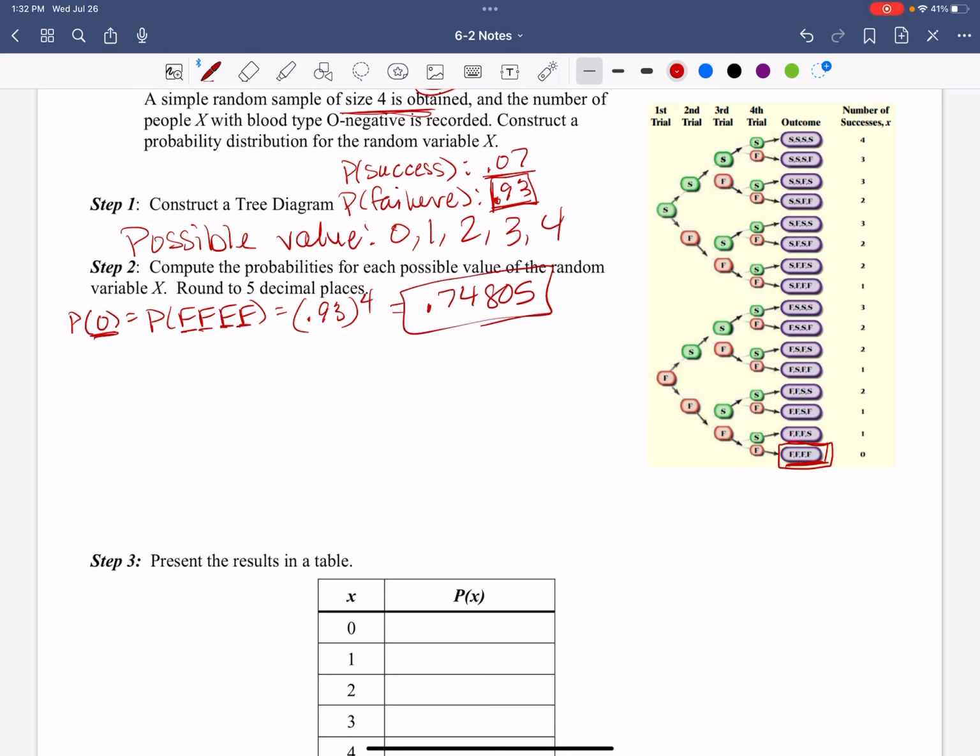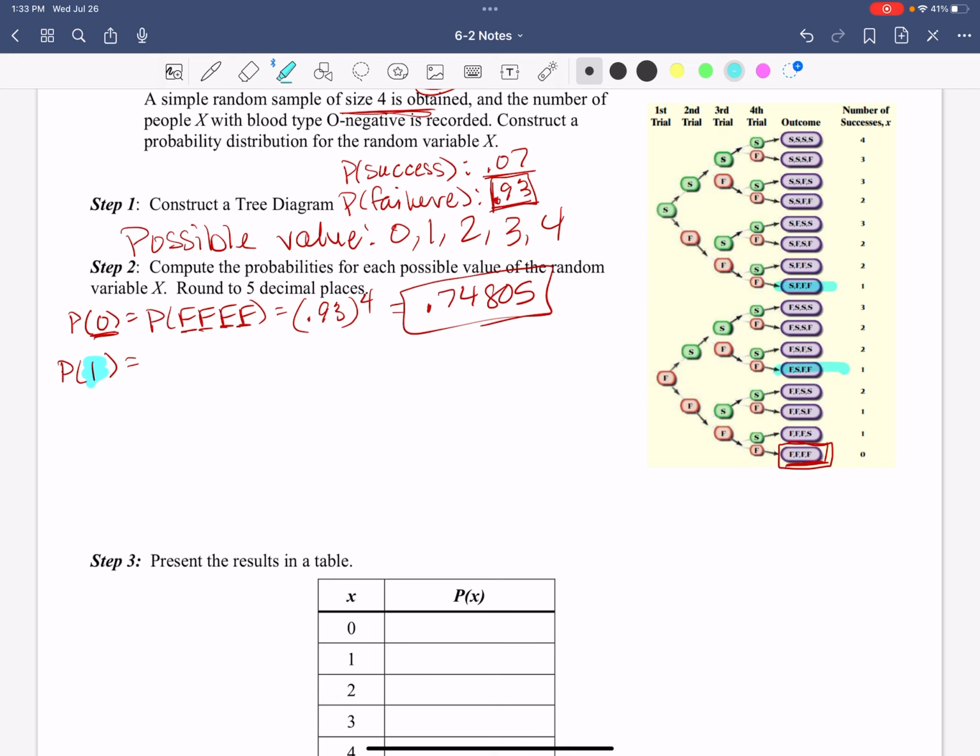0.74805. Yep, me too. All right. What's the probability that just 1 is successful? Now notice, I'm just going to rock it for this one just so you can see what it is. This is 1 success. Where do we see that? There's 1 success.